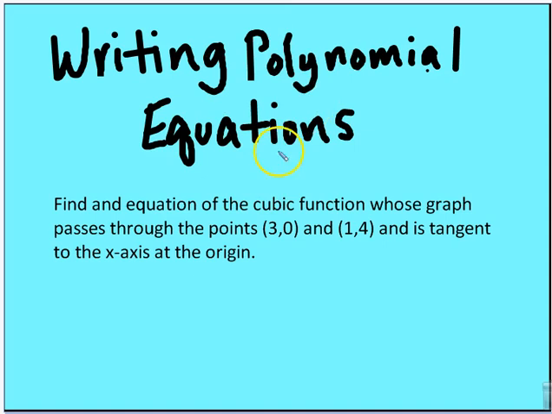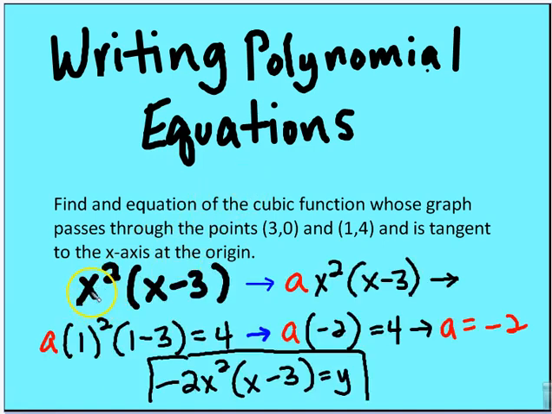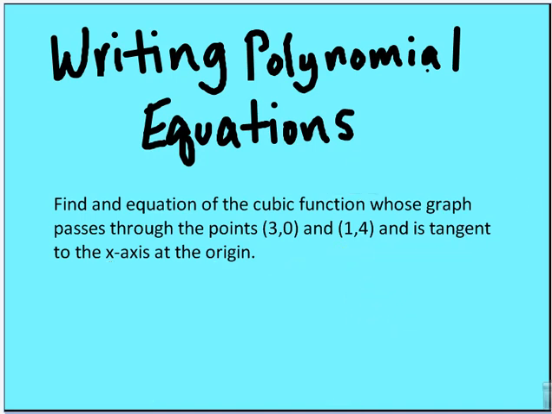Let's write a polynomial equation. We're going to find the equation of a cubic function whose graph passes through the points 3, 0, 1, 4 and is tangent to the x-axis at the origin. So I'm going to pause here. All right, so I find my factors x squared, x minus 3. Now I'm going to write it with the a value because that's the unknown part of it that we need to solve for. A times x squared times x minus 3.